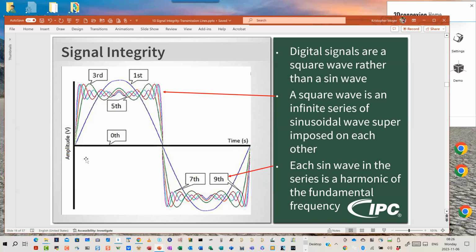Okay, and so digital signals, as we said, are a square wave rather than a sine wave. A square wave is an infinite series of sinusoidal waves superimposed on each other. Now, in mathematics, we always talk about the zeroth frequency. That's the DC, or the flat line right here, so that can be ignored. The first harmonic right here, that's going to be our fundamental frequency. So let's say, for example, I want to make a 10 kilohertz square wave. First, I put a 10 kilohertz sine wave. Then I put a 30, then a 50, then a 70, then a 90, and so on. And I keep superimposing them. And where the sine waves are in phase with each other, they will add, and where they're out of phase, they'll subtract. And what we end up with is something that looks like this.